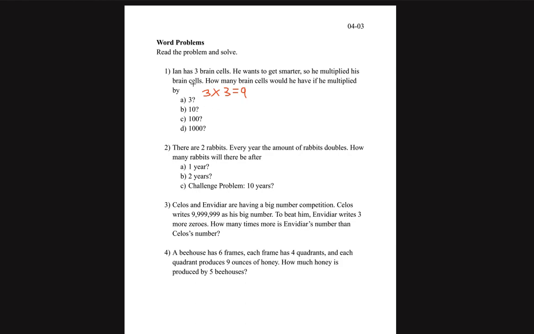And then for B, we just do 3 times 10, and we just add the 0, like we learned about, and we get 30. Same thing for C, 3 times 100. We add the zeros, which is equal to 300. And then finally, we work on 3 times 1,000. And we just add the zeros again, and we get 3,000.